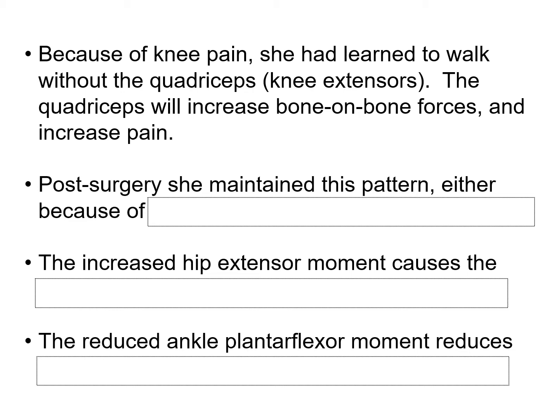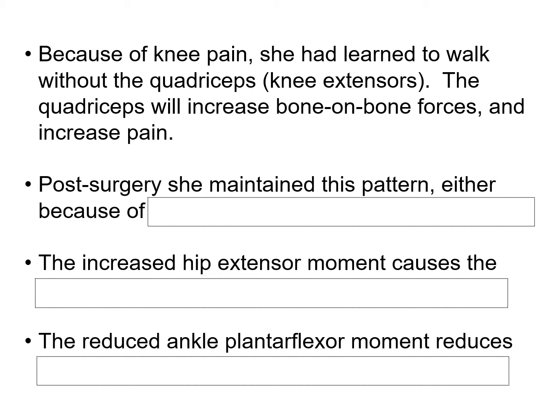Because the quadriceps are increasing bone-on-bone forces. This could be due to that osteoarthritis. It's worn away that cartilage. And so we're looking at bone-on-bone contact that causes pain. So we've gone in and we've probably done a total knee replacement.